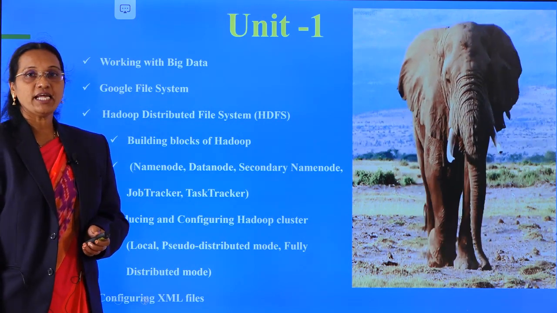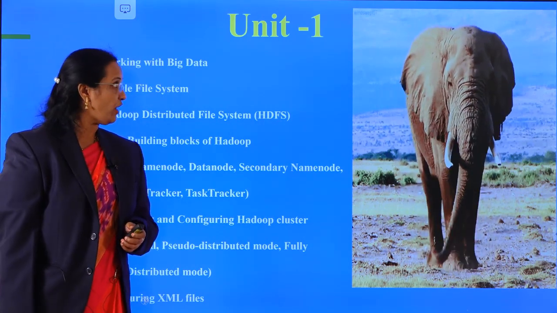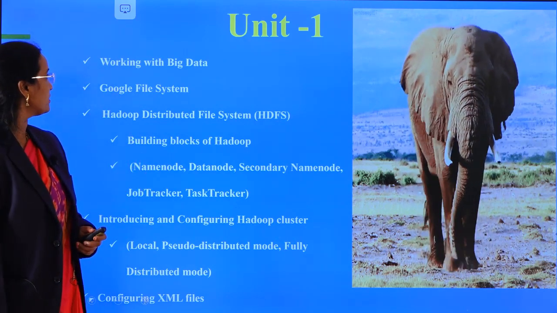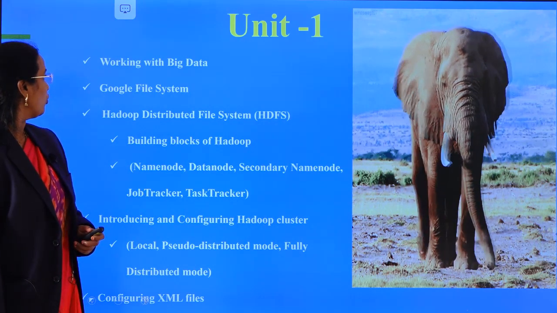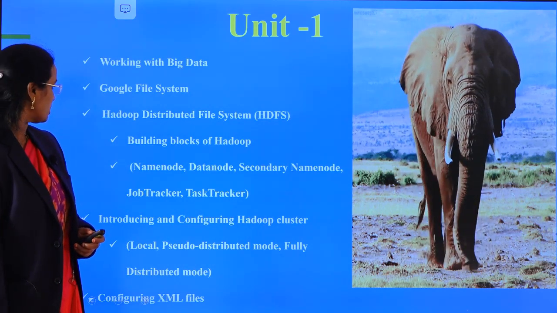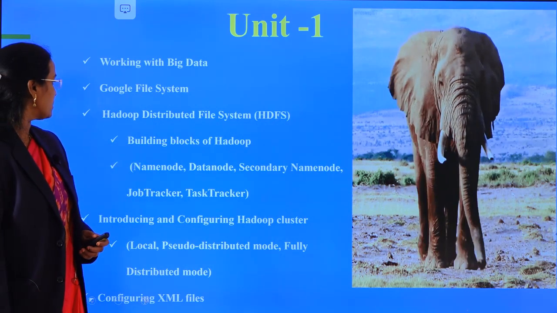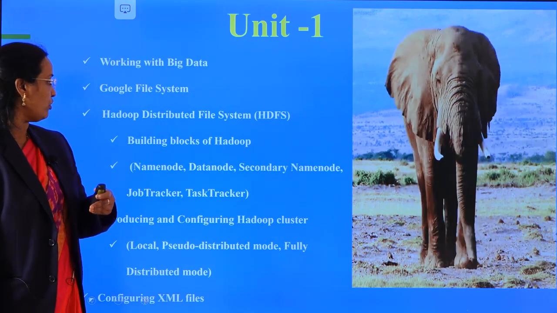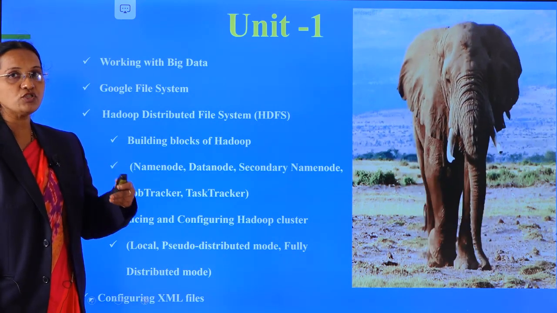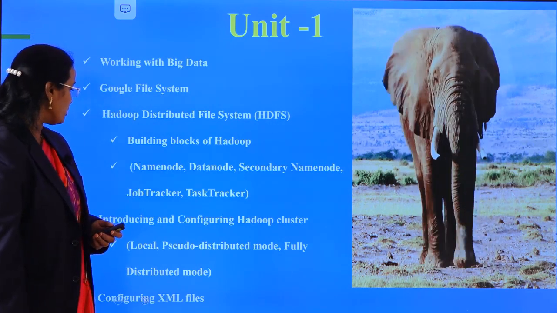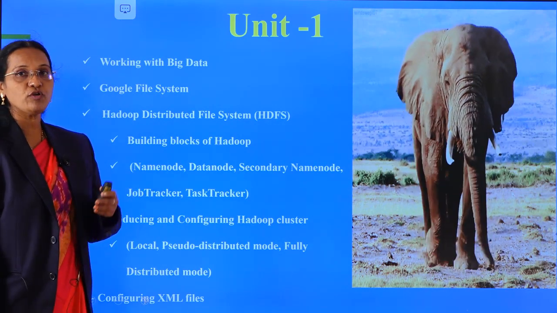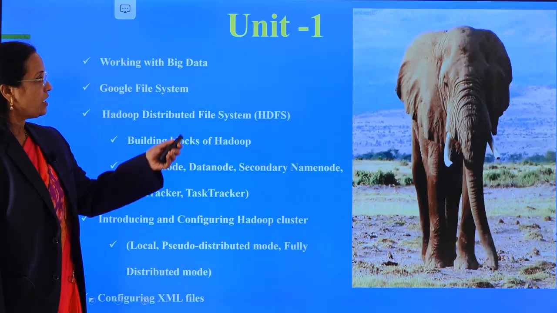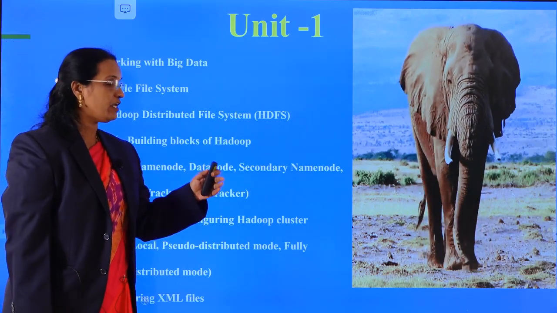So as the Big Data Analytics consists of 5 units, we are going to start with unit 1. The unit 1 consists of the following topics such as working with the big data, Google file system, Hadoop distributed file system, and in that Hadoop distributed file system we are going to see about the building blocks of Hadoop, and in that we are going to see about name node, data node, secondary name node, that means how these nodes are going to work. Introducing and configuration of Hadoop cluster, we are going to make the Hadoop cluster also in this course, and configuration of XML files.